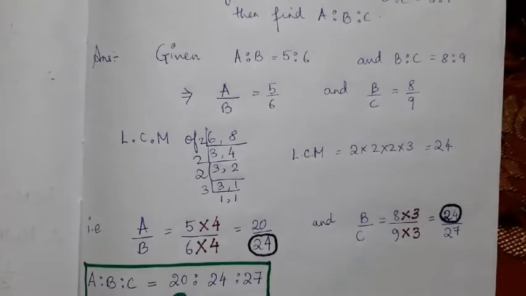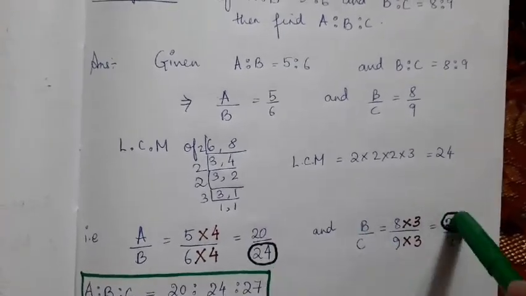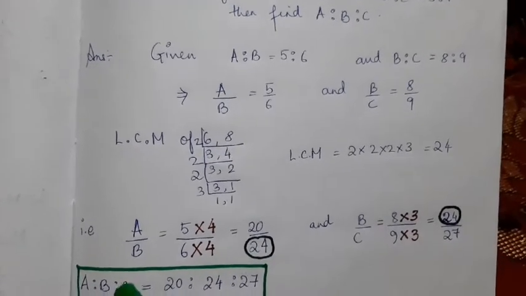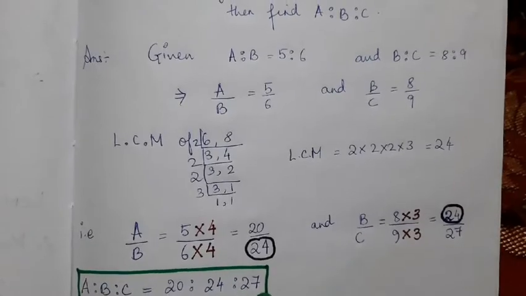Finally, your answer turns out, after you get the same digit here for B, you can easily find out A is to B is to C as 20 is to 24 is to 27.